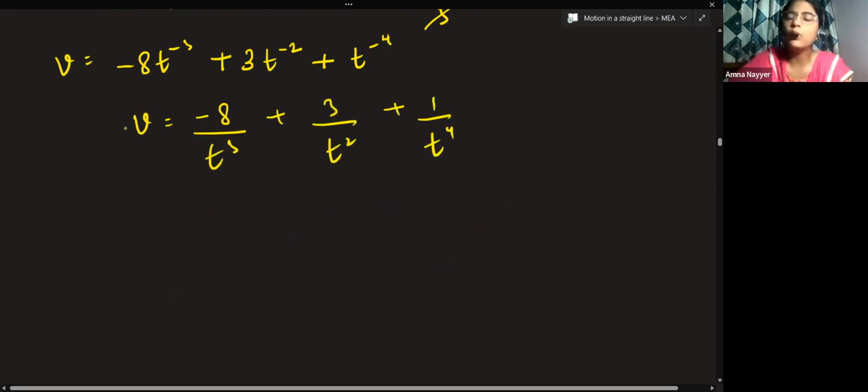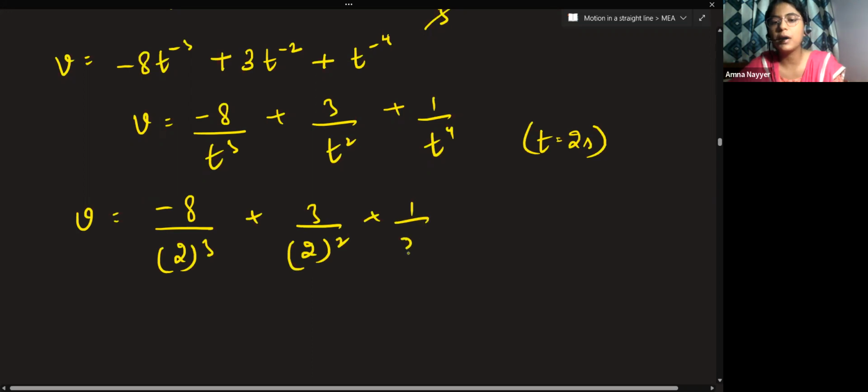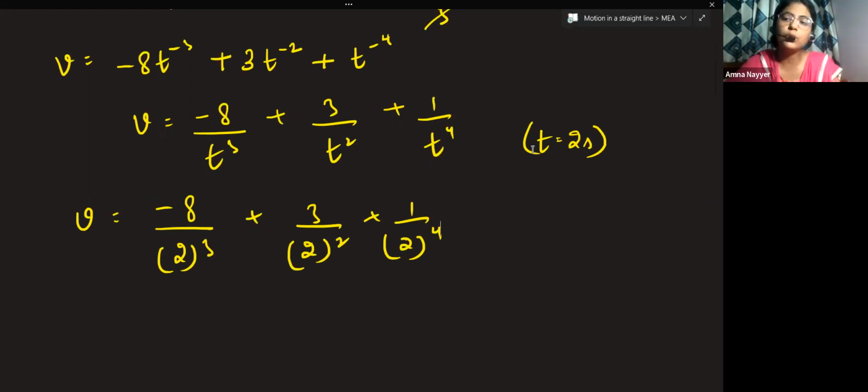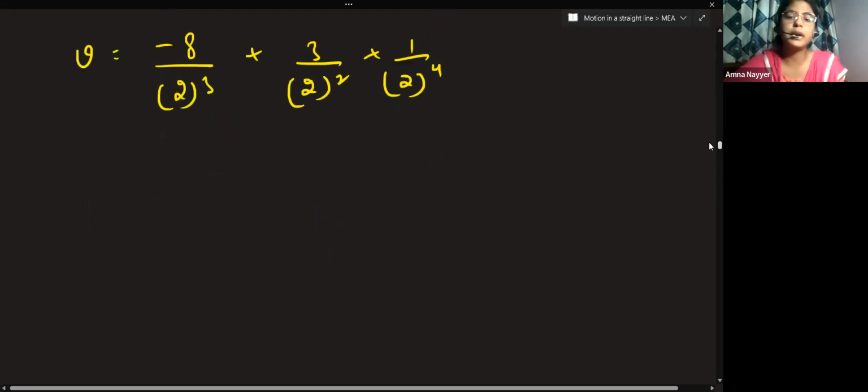Now we have the value of v. We have the equation of v. We just have to put in the value of time. So time is what? Time is given to us, 2 seconds. Let's put it. This becomes minus 8 by 2 cube plus 3 by 2 square plus 1 by 2 to the power 4. I've just put in t is equal to 2 at every place. So 2 cube is actually 8 itself. This is minus 8 by 8 plus 3 by 4 plus 1 by 16.